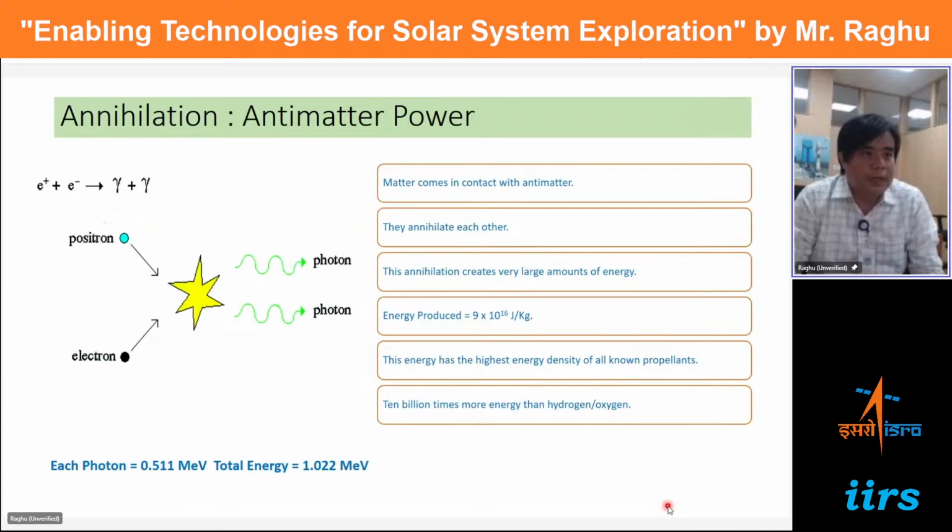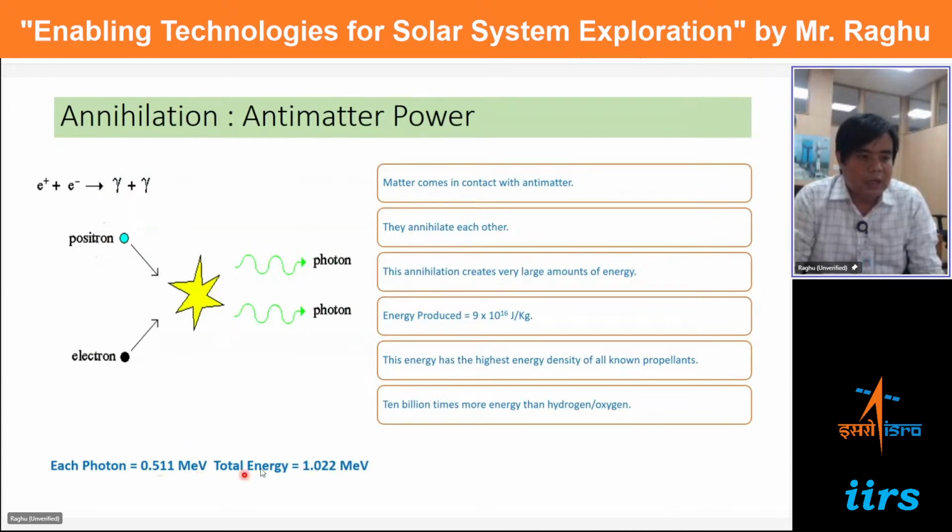I told you that antimatter power is created by a process called annihilation. You can see here the positron and the electron. The positron is the antimatter of the electron. When they come in contact, two photons are generated. The energy of each photon is 0.5 million electron volts.